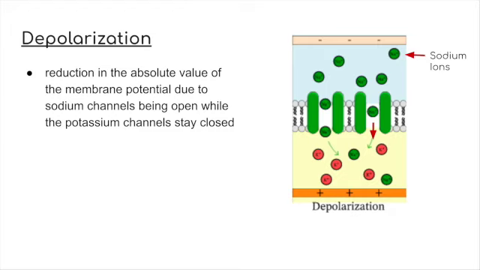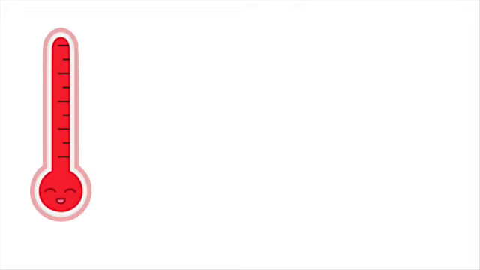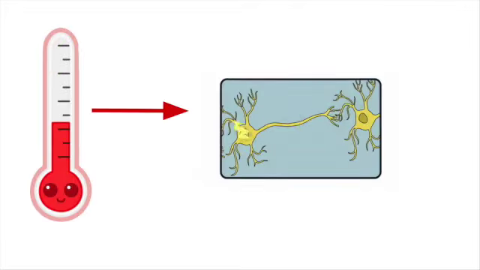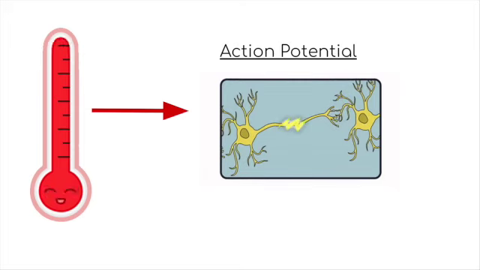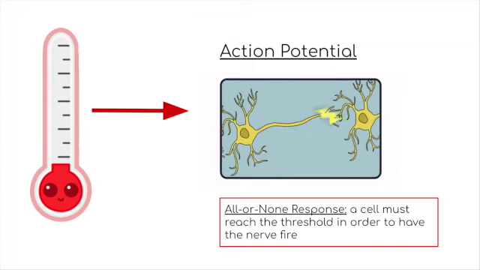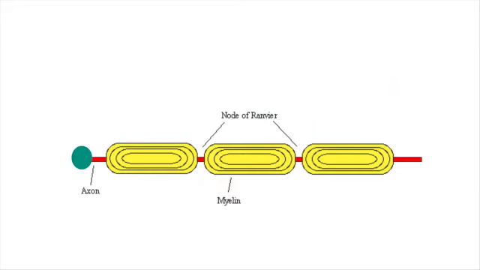If depolarization reaches a certain threshold, it will cause the nerve to fire. This is action potential. This is also an example of the all-or-none response, as a cell must reach the threshold in order to have the nerve fire. It doesn't matter how close the cell is to the threshold, as if it is still under, it will not activate the nerve.